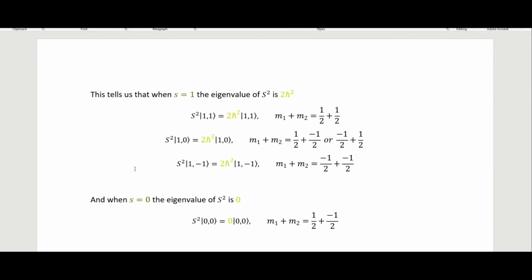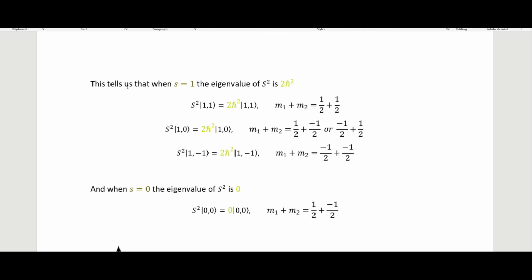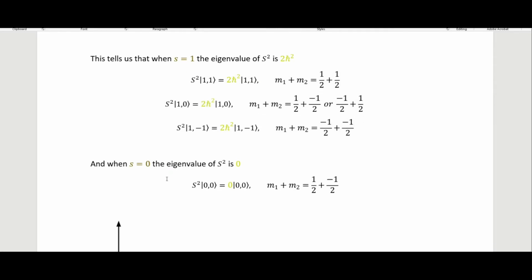And so what this tells us after everything is said and done, so when we act the S squared on the 1, 1, or on the 1, 0, or on the 1, minus 1, we get the 2h bar squared as our eigenvalue. And so the 1, 1 is when our m1 plus m2 is 1/2 plus 1/2. This is when it's 1/2 plus minus 1/2, or minus 1/2 plus 1/2, and this is when it's minus 1/2 plus minus 1/2. And so that's where the 1, the 0, and the minus 1 come from.